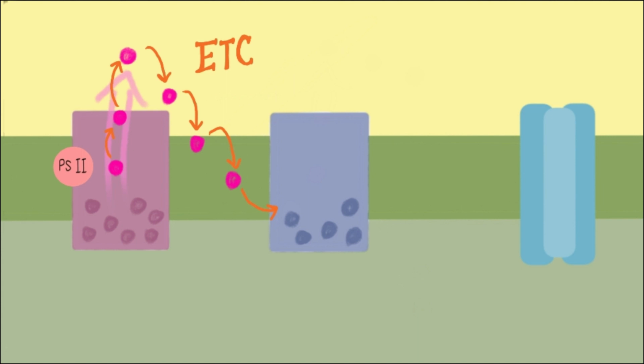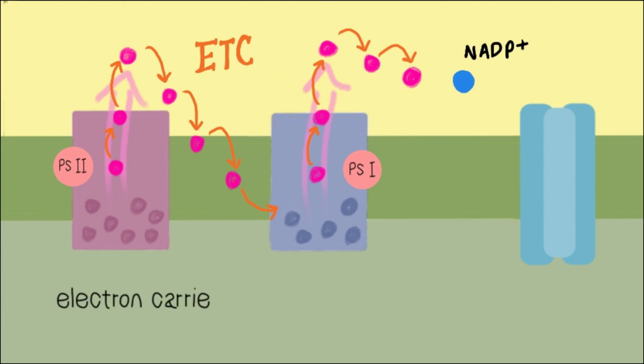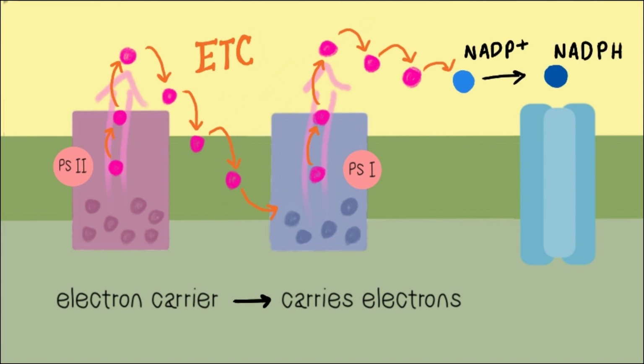Electrons, which are now depleted of their energy, will enter PS1. PS1 has the reaction center P700 that absorbs photons with a wavelength of 700 nm, and we repeat the first process with PS2. Photons excite the electrons, causing them to go through another ETC. When the electron has reached the end of the ETC, it is transferred to a coenzyme called NADP+. NADP+ is called an electron carrier because it can carry electrons. When NADP+ gains an electron, it is reduced to become an NADPH. NADPH will transfer the electrons to the Calvin cycle in the stroma, which we will talk about later.